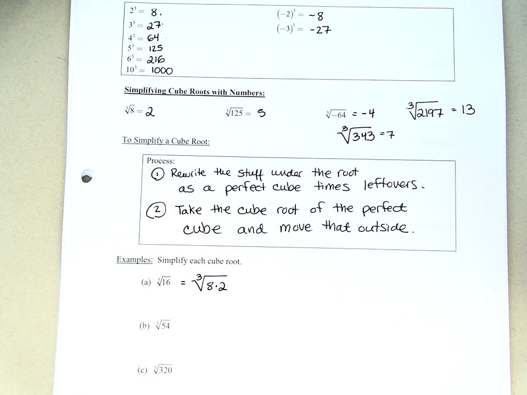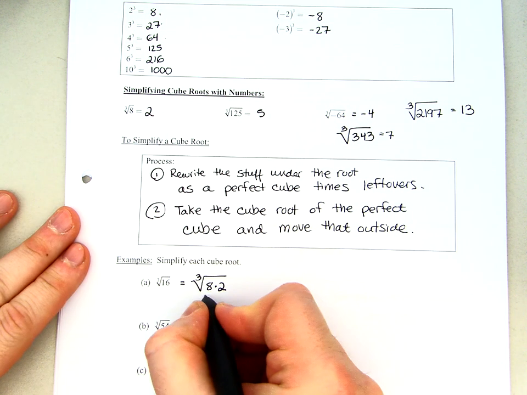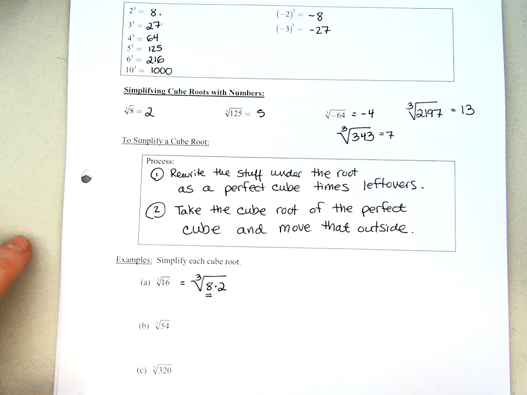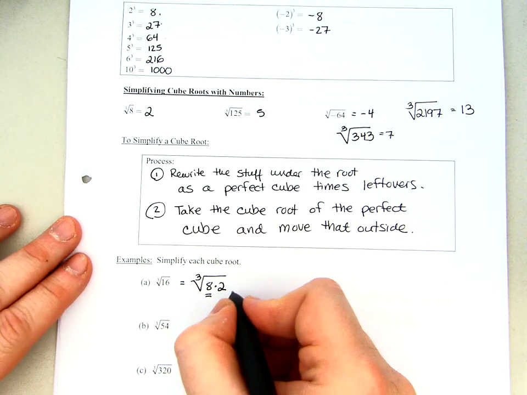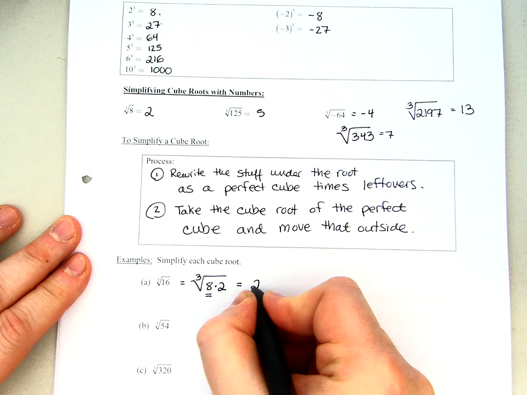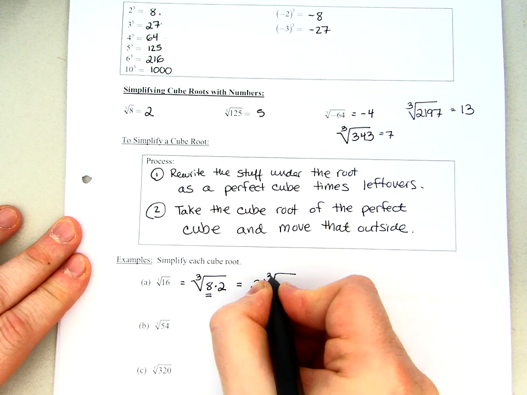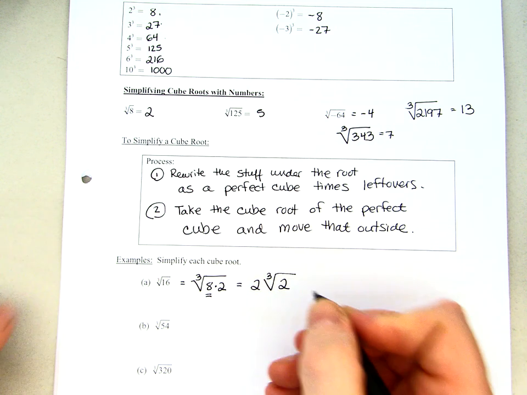I feel like I did some underlining when we did square roots, so I'm going to do the same thing here. I'm going to underline that cube root of 8 because I know I can handle that one. Cube root of 8 is 2. So we're going to say 2 times the cube root of 2.